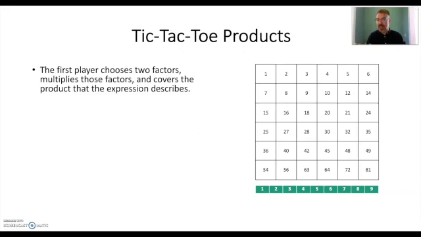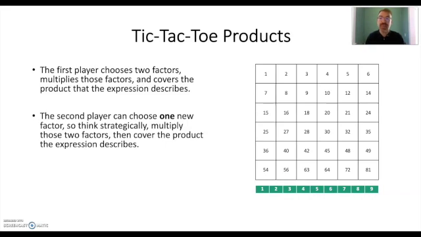The first player chooses 2 factors. You multiply those factors and cover the product that the expression describes. The second player can choose only 1 new factor. You've got to keep 1 factor that was chosen by player 1 and think really strategically. Multiply those 2 factors and cover the product that the expression describes.